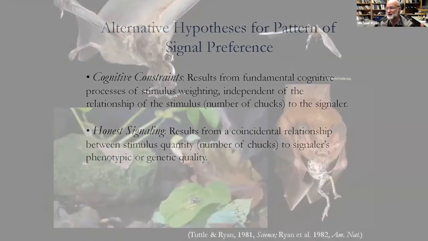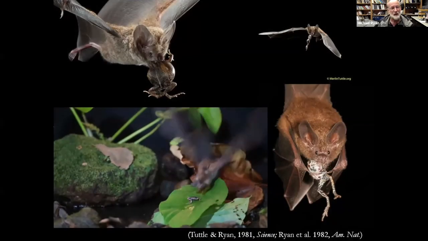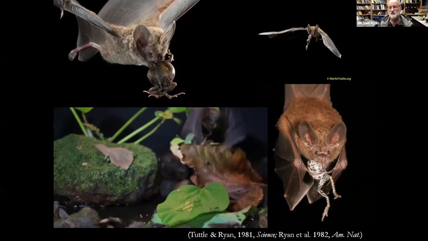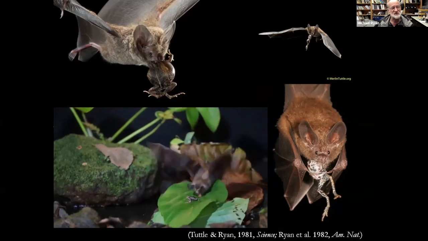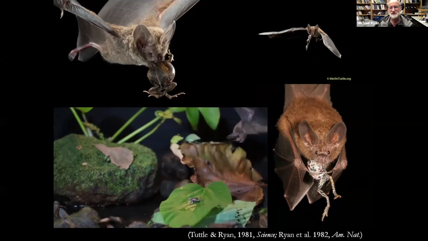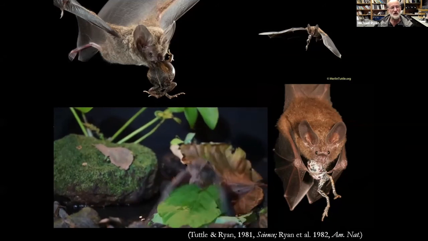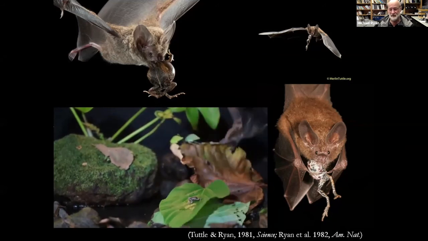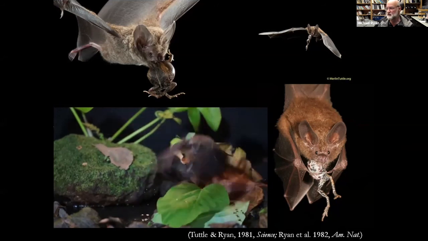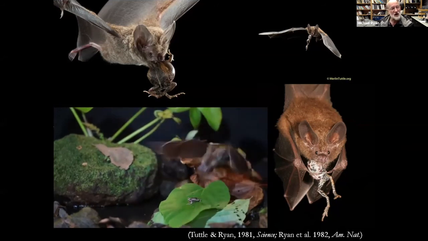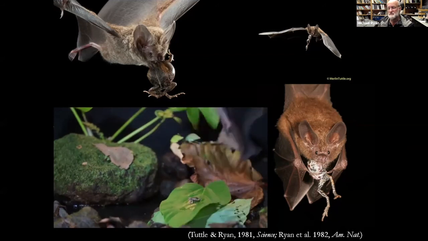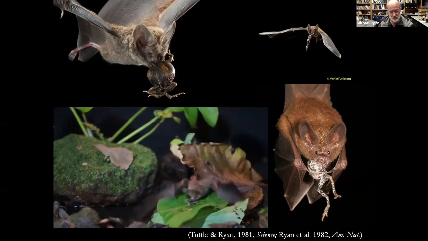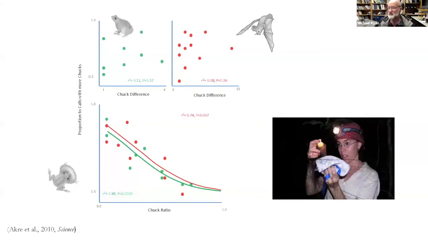And now the bats come in as a wonderful way to test this hypothesis of a general cognitive constraint, because the bats prefer calls with chucks, as I showed earlier. And we didn't know this for a fact, but we thought that the bats would also prefer calls with more chucks. So we did the experiments.